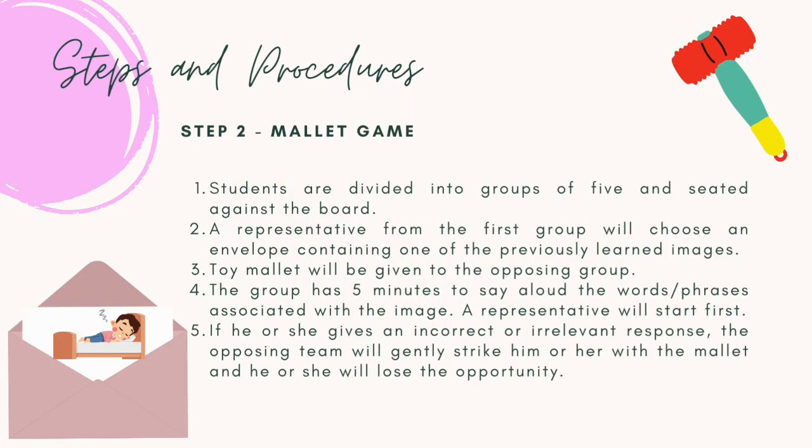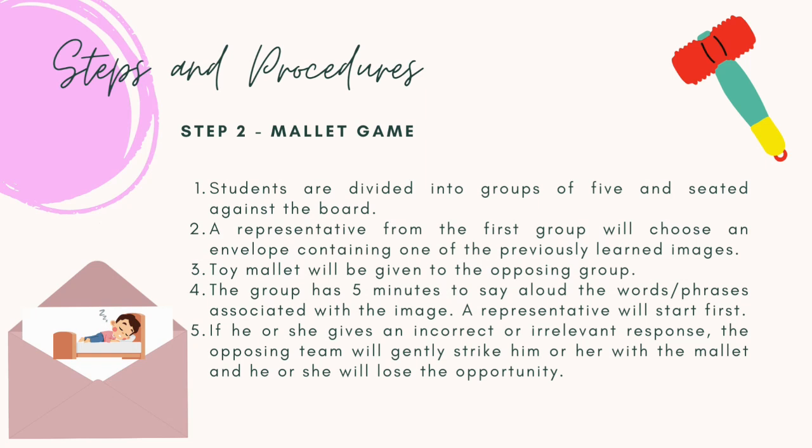Next, step 2, we move on to the mallet game. First, students are divided into groups of 5 and seated against the board so that they will not see the answers on the board. Then, a representative from the first group will choose an envelope containing one of the previously learned images. The toy mallet will be given to the opposing group. The group has 5 minutes to say aloud the words or phrases associated with the image. A representative will start first.